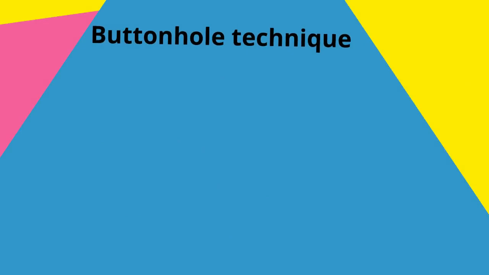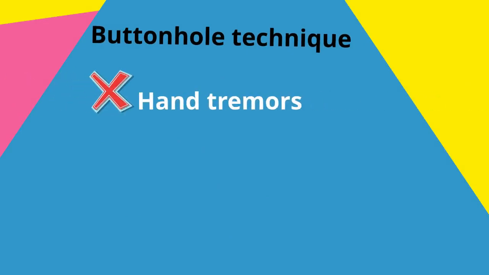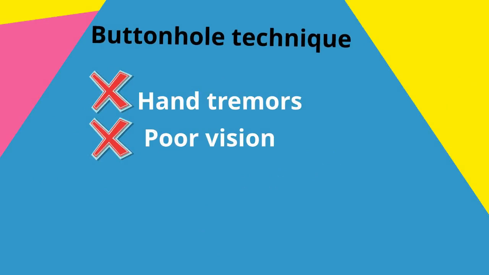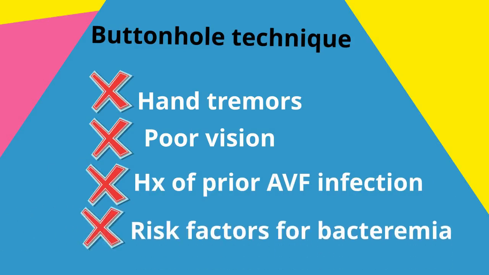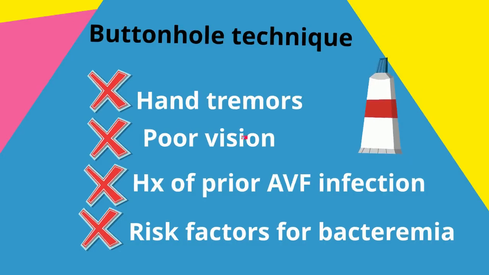Buttonhole technique should not be used if the patient has hand tremors or poor vision, as it can lead to multiple tracts formation. It is also not recommended in patients with history of prior AVF infection or who are at increased risk of bacteremia, like history of mechanical heart valve or bioprosthesis. If buttonhole cannulation is used, it is recommended to use topical antibiotic ointment at the site once hemostasis is achieved.